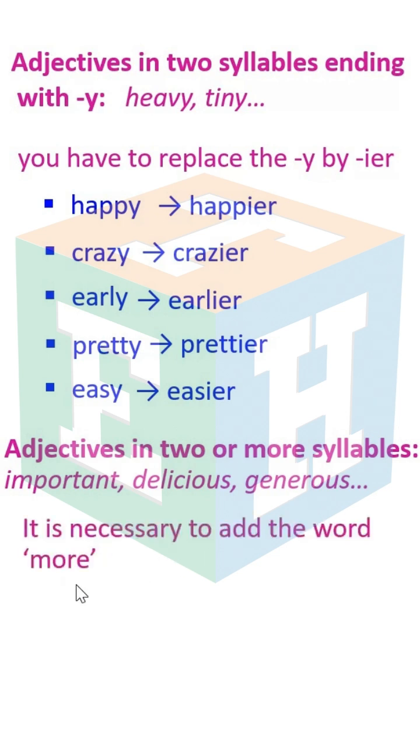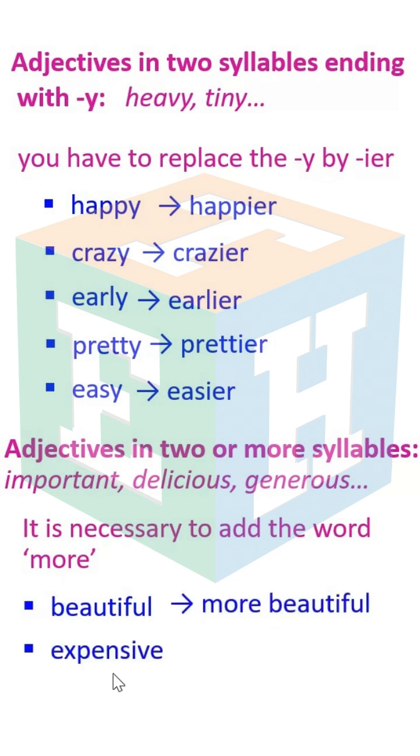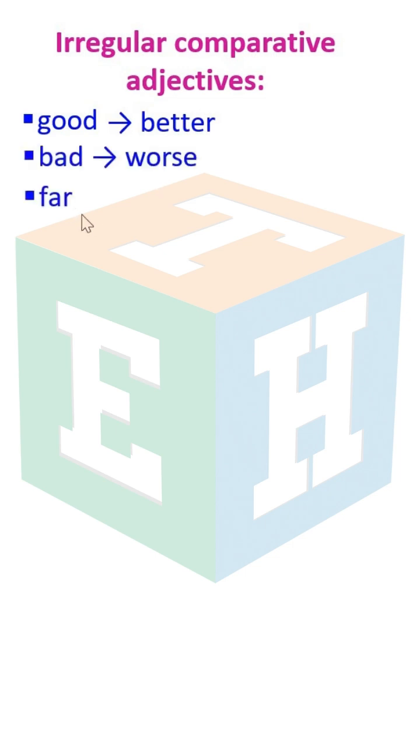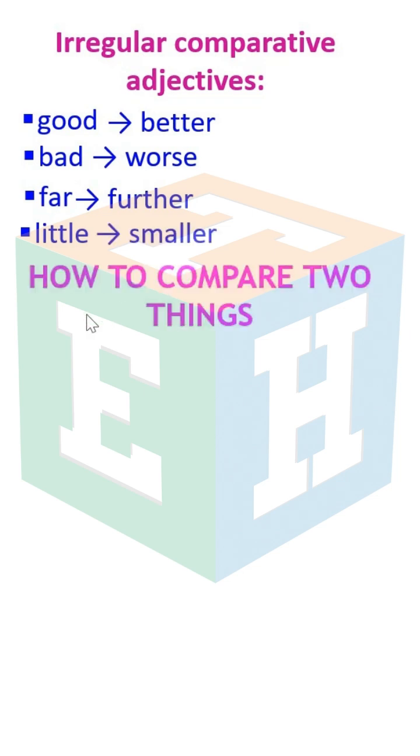It is necessary to add the word more. Beautiful, more beautiful. Expensive, more expensive. Irregular comparative adjectives: good, better. Bad, worse. Far, farther. Little, smaller.